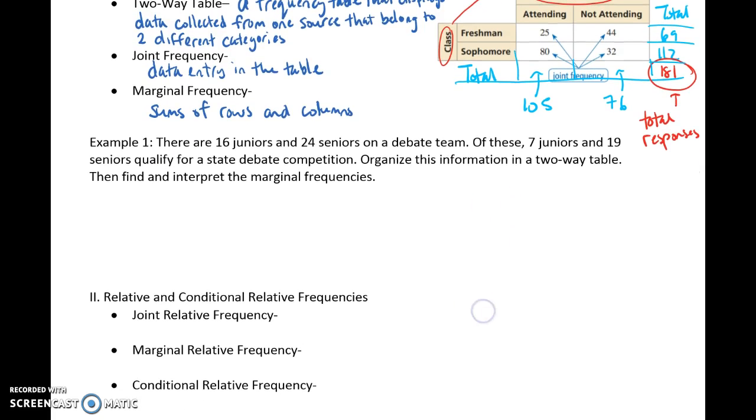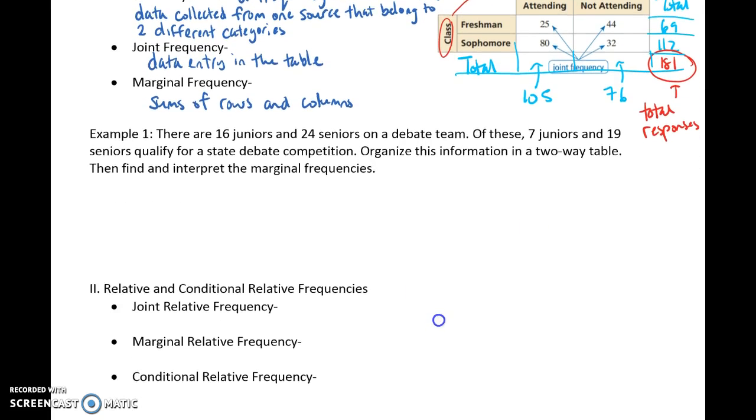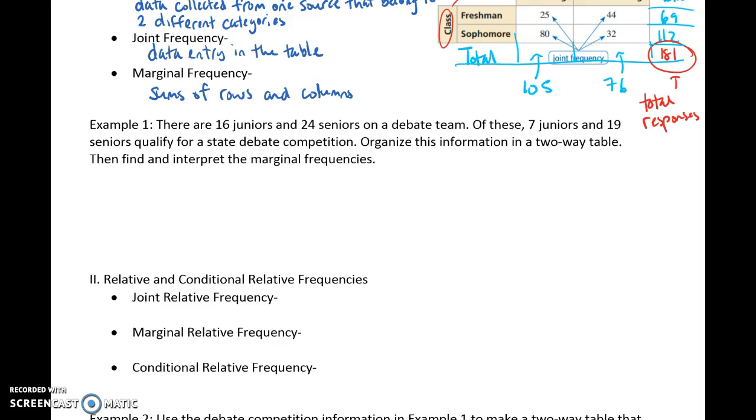In example 1, there are 16 juniors and 24 seniors on a debate team. Of these, 7 juniors and 19 seniors qualify for a state debate competition. We want to make a two-way table. The very first thing you should do is identify your categories. So think about what information do we know and how is it sorted? I might see, okay, there's juniors and seniors. So maybe I should have a category for class, meaning what class level you're in. So I have juniors and I have seniors.